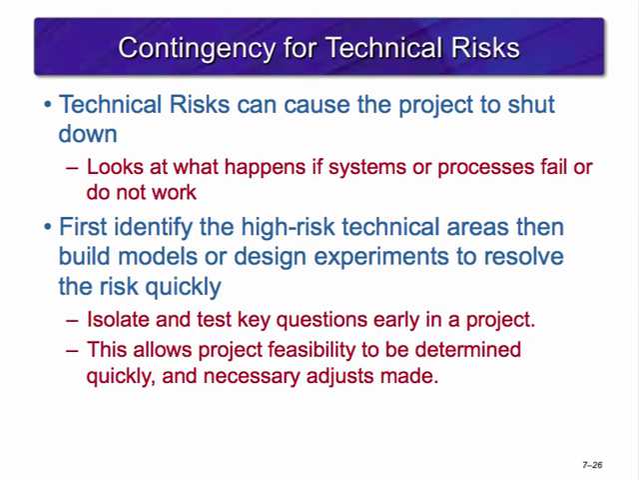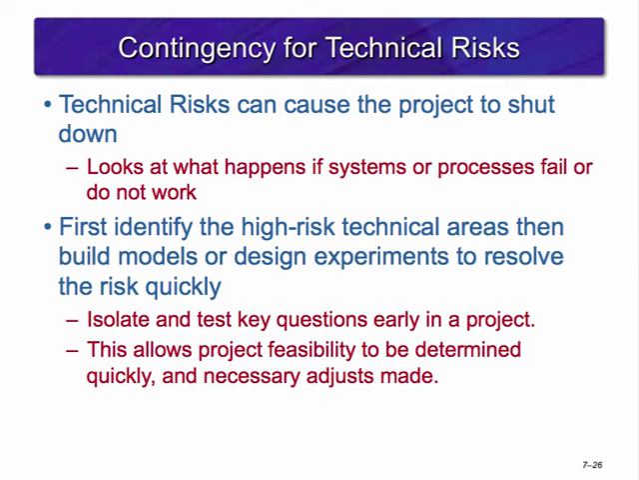Technical risks can often be the kind that cause a project to shut down. Contingency plans for technical risks take a look at what happens if the system or processes fail or do not work. I'm sure each of us can relate to this. We go into a situation, perhaps a school project, assuming we'll use one method. We try it, and it doesn't work, even though we were so sure it would.